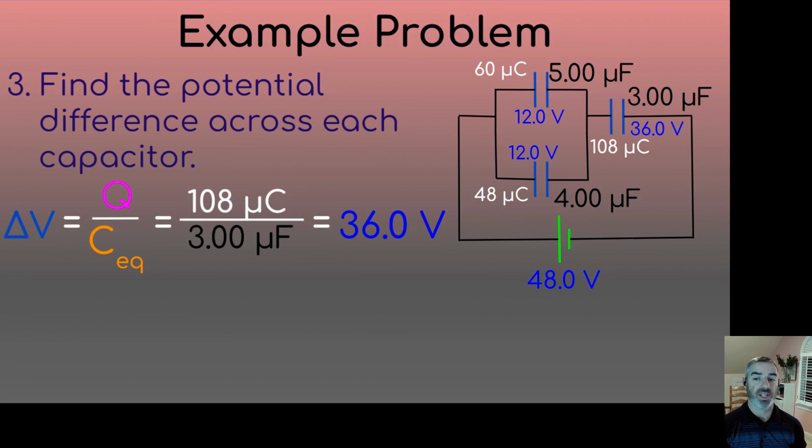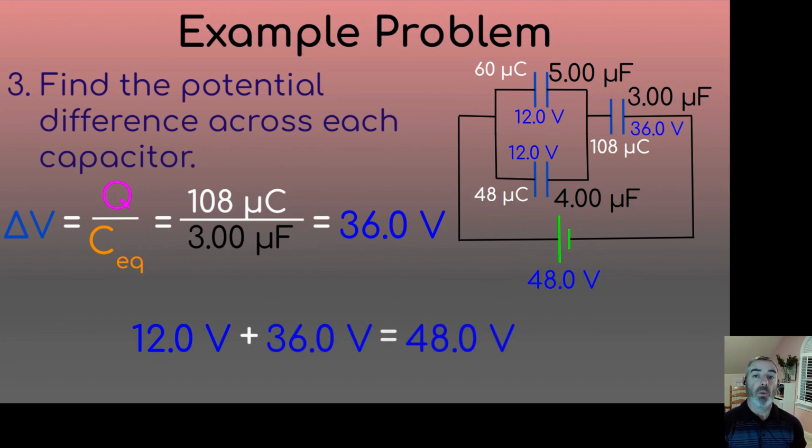Now there's something interesting that happens when we take one path from the battery through either the 5 or the 4. We take each of those having 12 volts, so 12 volts plus the 36 volts adds up to the total potential that's measured across the battery. And that will always be the case when you take one path: the total potential that's stored on the capacitors is going to equal the total potential of the battery. That's why each of the parallel branches stores 12 volts when completely charged.